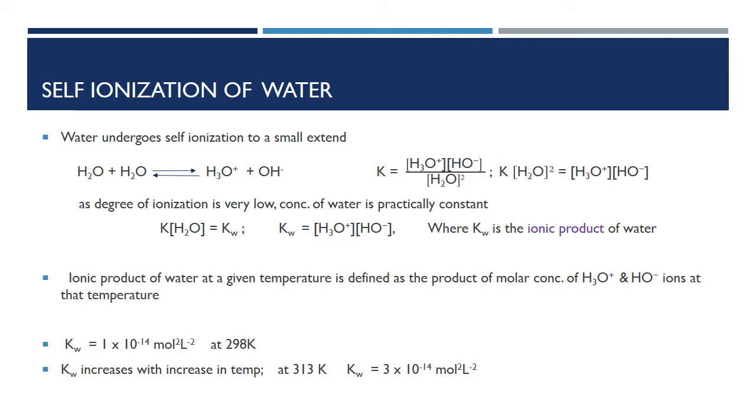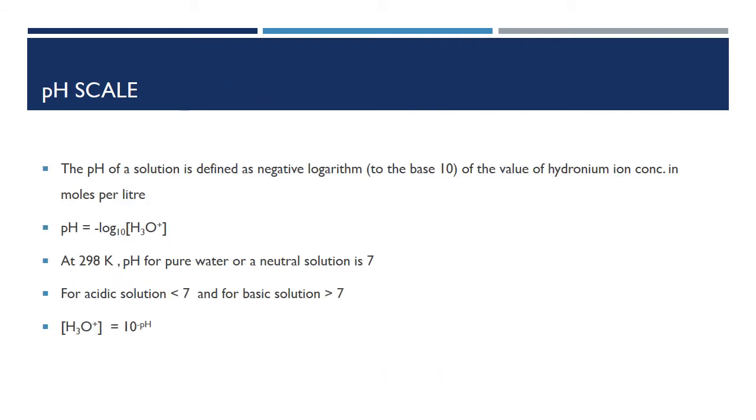It is equal to the value of 1 x 10^-14 mol^2 per liter^2 at 298 Kelvin. As the ionic product of water increases with temperature, at 313 Kelvin, the ionic product of water is equal to 3 x 10^-14 mol^2 per liter^2.